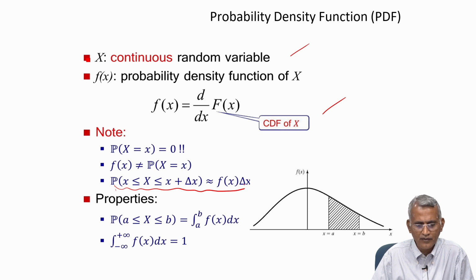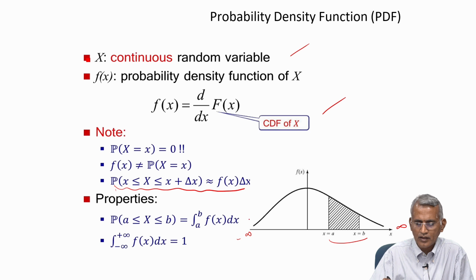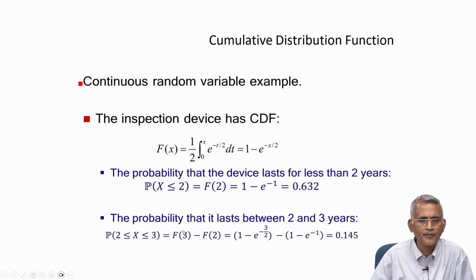This way we can write the density function, and the property is that for x varying from a to b, we have to find the area, the integral from a to b of f of x dx. If it is from minus infinity to plus infinity, then the integral over f of x is 1. Next, the cumulative distribution function for a continuous random variable.